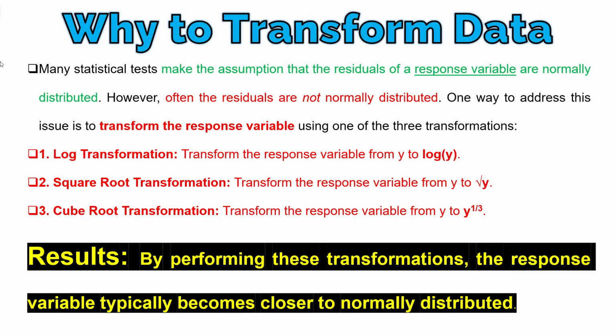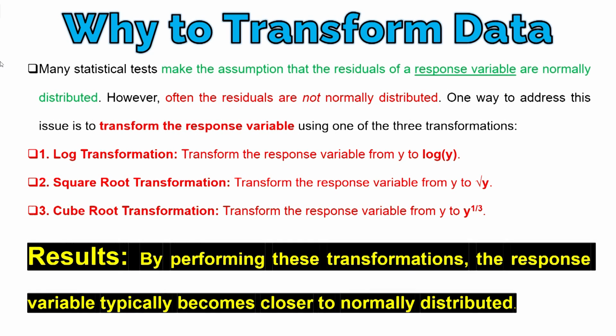One way to address this issue is to transform the response variable using three transformations. Number one, log transformation. Number two, square root transformation. And number three, cube transformation. After this transformation, the data will become closer to normally distributed. So let me teach you how to do this.